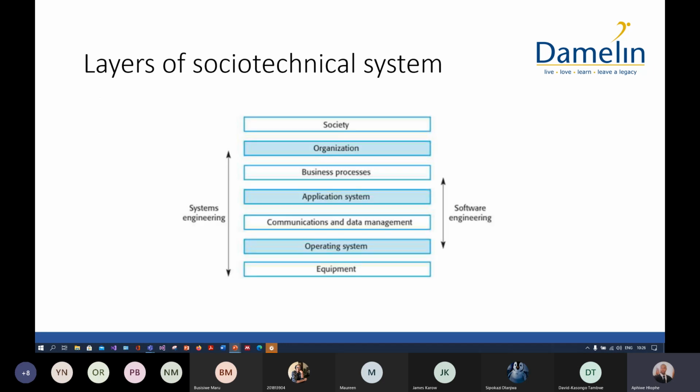And this is just the diagram version of the previous slides. How would it look in terms of layers? The first layer would obviously be the equipment layer, and then it goes upwards to society as a layer.